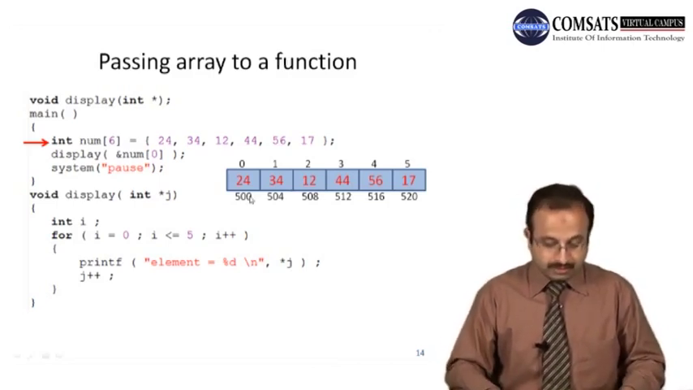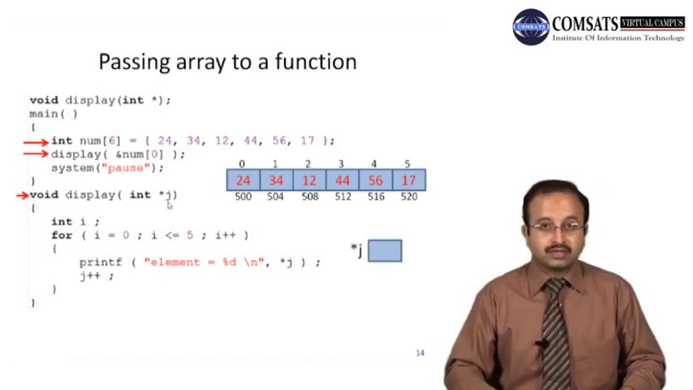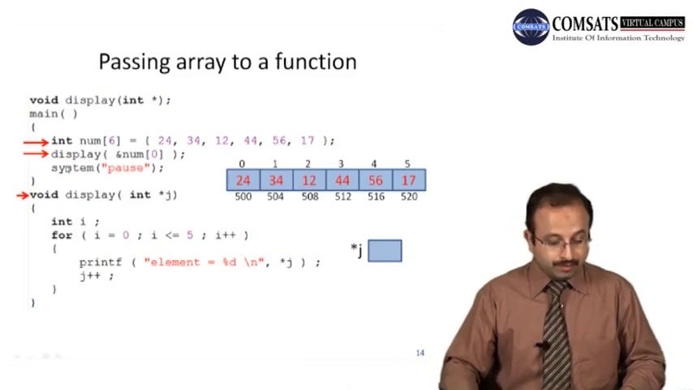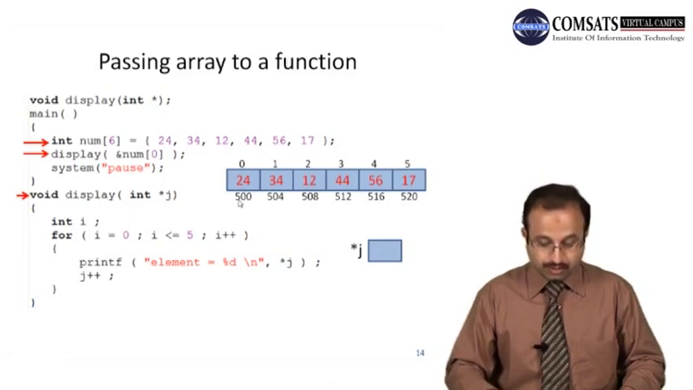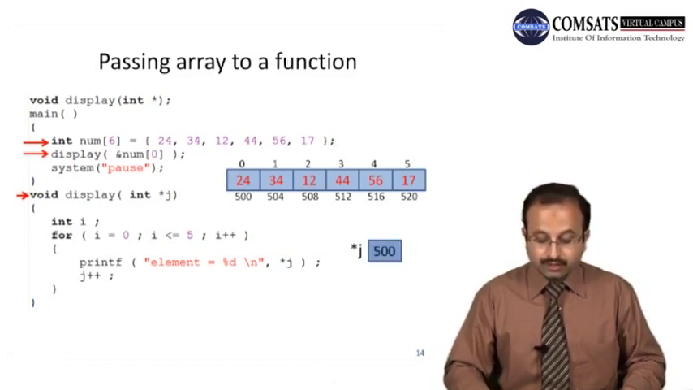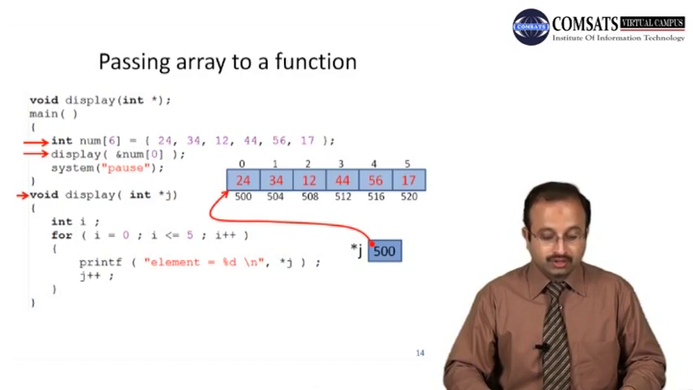Okay. The next statement is the function call. When this function is called, this statement will be executed and memory will be allocated for this pointer J. So memory will be allocated for pointer J. And then which value will be passed to this function? That is the address of num[0], the 0th index element. What is the address of this element? That is 500. So 500 will be passed to this pointer. So the value contained by the pointer, that is the memory address, is 500. Now this pointer points to this memory location, right?